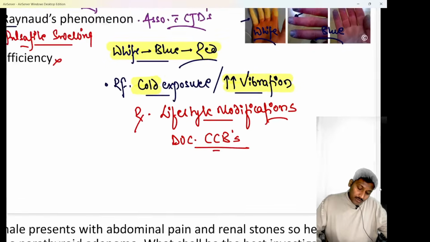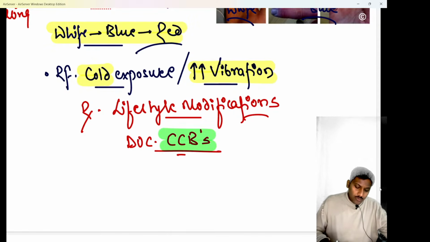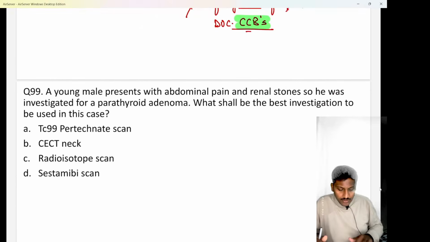So treatment in cases of Raynaud's phenomena: initially you can go for lifestyle modifications, that is ask the patient to avoid the risk factors, and secondly to wear warm clothing. But the drug of choice is CCBs or calcium channel blockers. Vasodilators like CCBs are the drug of choice for Raynaud's.